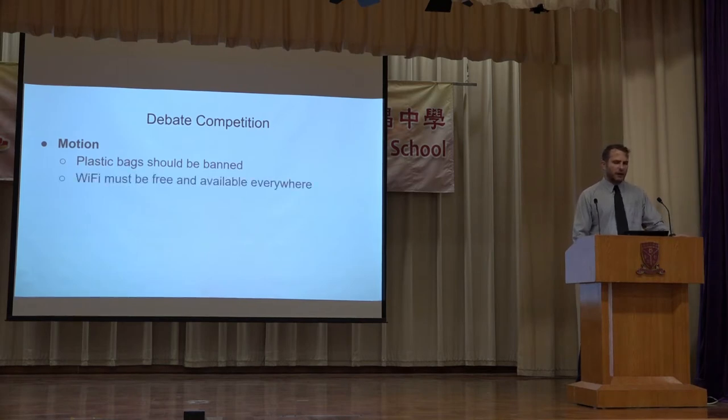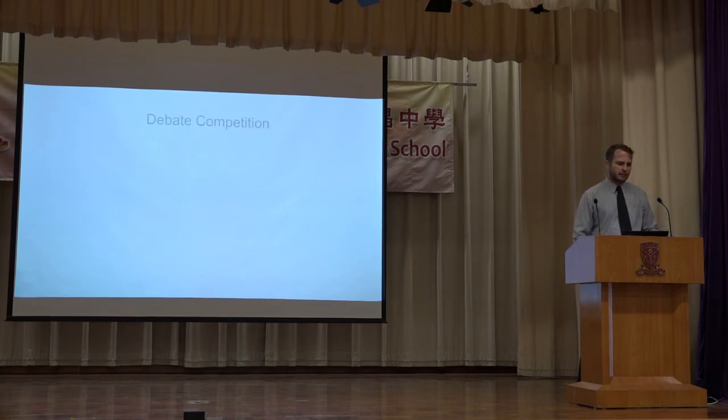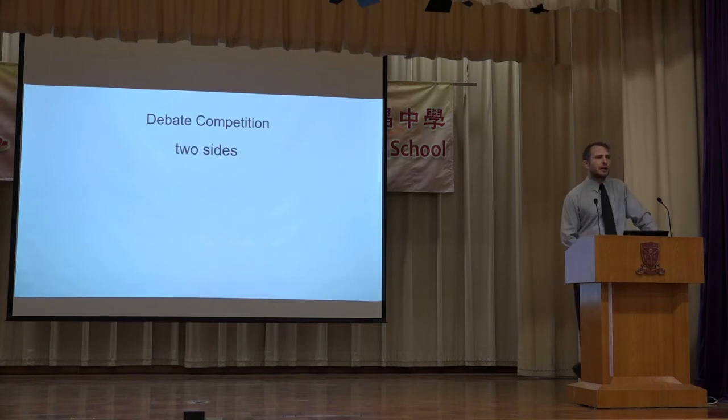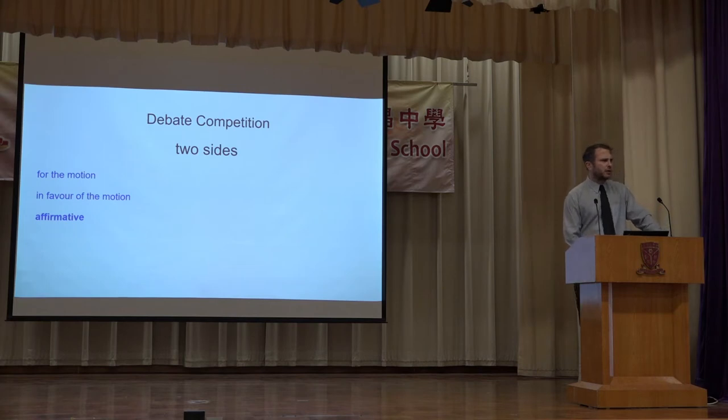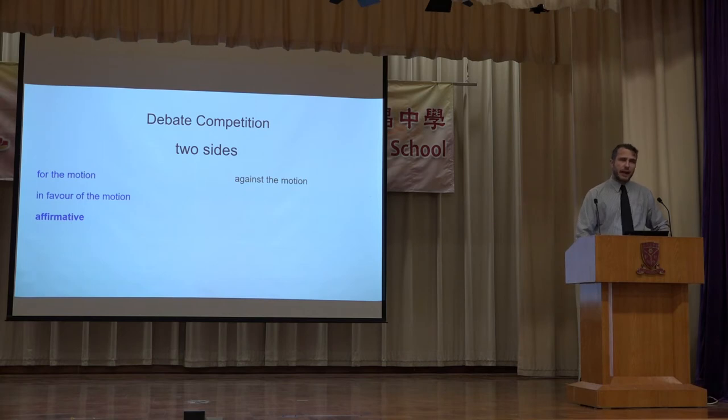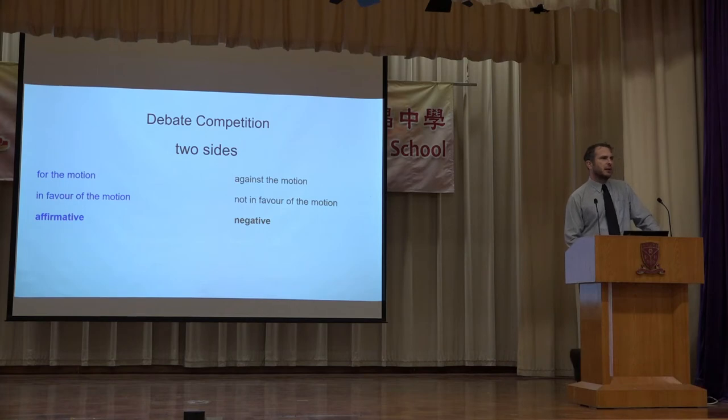Another example, Wi-Fi must be free and available for everyone. Who disagrees with that? That's easy. Easy to debate. But you have to remember there's always two sides to a debate. The one side is called for the motion, or in favor of the motion, or affirmative. Today, we could just call that side the affirmative side. They are for the motion. Then the other side of the debate, we say it's against the motion, or not in favor of the motion, or the negative side. Okay, so those are the two sides of a normal debate.